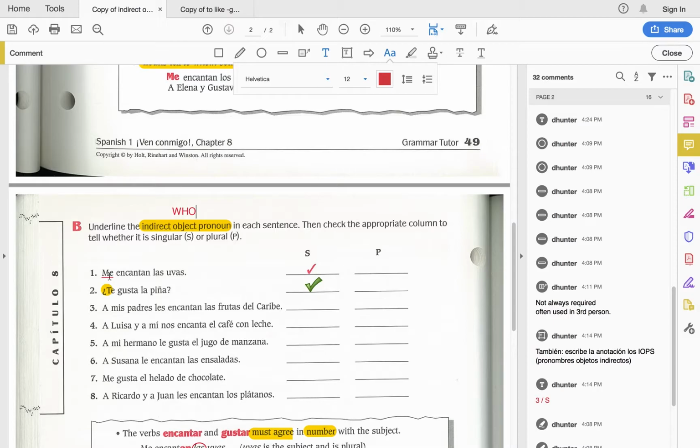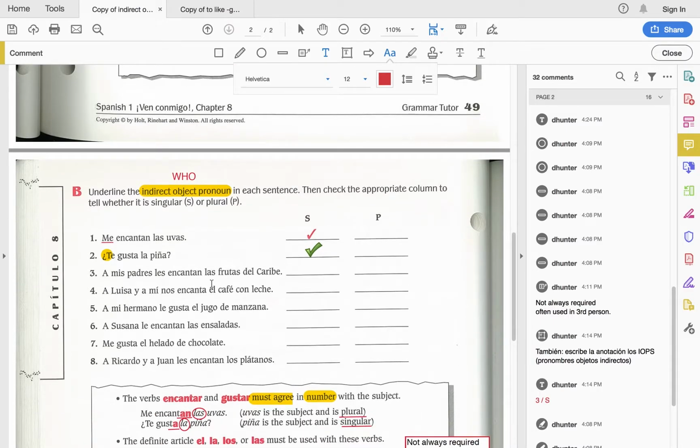So in number 1, who's being pleased? Me, I am being pleased. Me encantan las uvas. Even though uvas is plural, the person being pleased is singular. So we've checked the S box because we're talking about who is being pleased. Número 2. ¿Te gusta la piña? Te has been underlined or highlighted, and we've gone forward with a check on singular, porque te es solamente una persona. Right? We're just saying you.